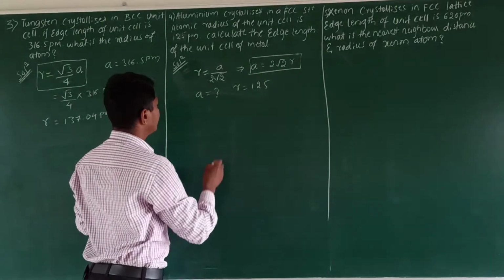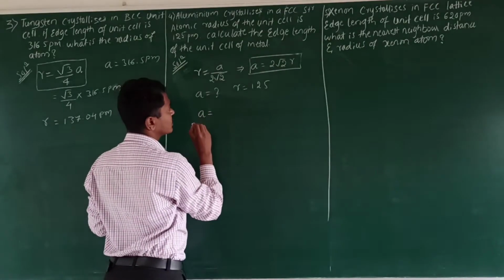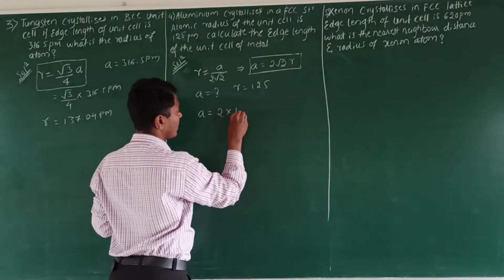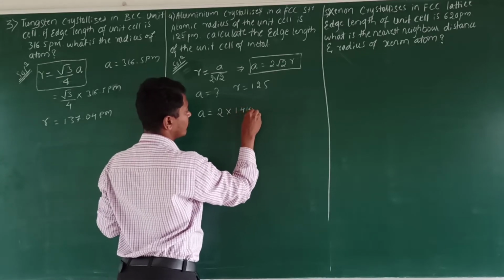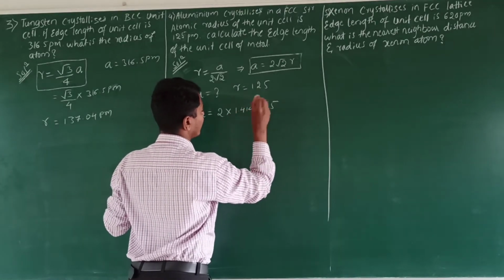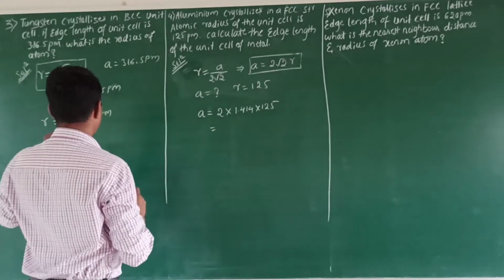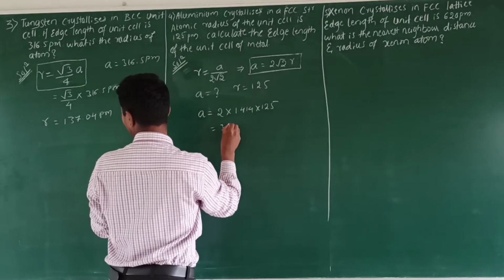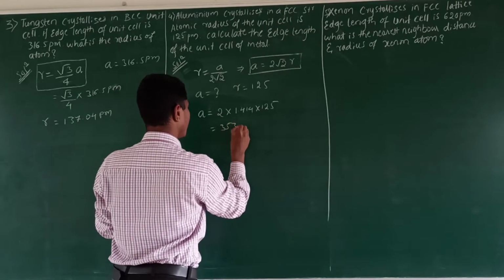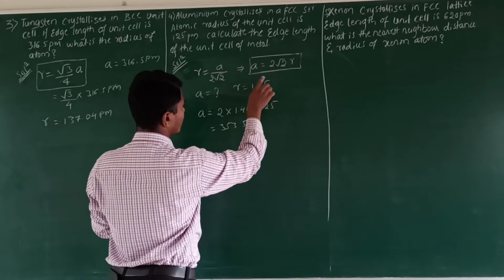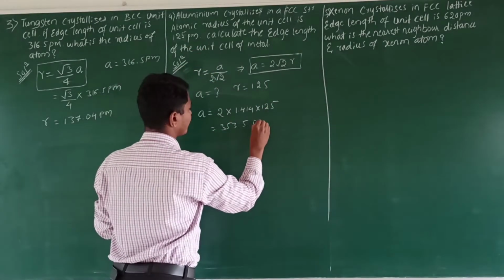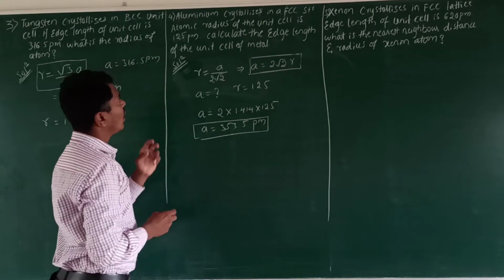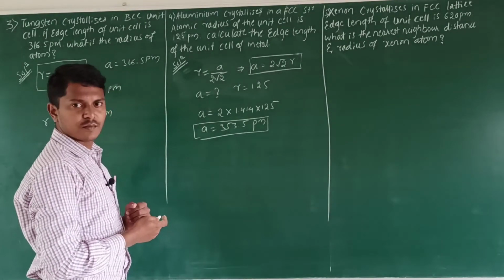Okay, then just put the values in this formula. Root 2 simplified form is 1.414 into 125. By calculating this, we get 353.5. What is the unit? The unit is picometer. This is the edge length of this aluminum unit cell, isn't it?